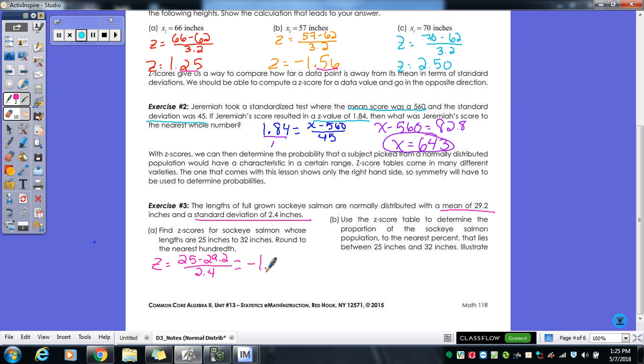1.75. So now we got to do it also for 32 inches. So 32 minus 29.2 divided by 2.4. So 1.17.